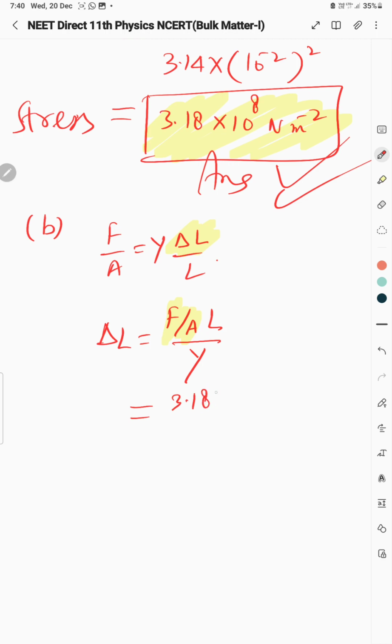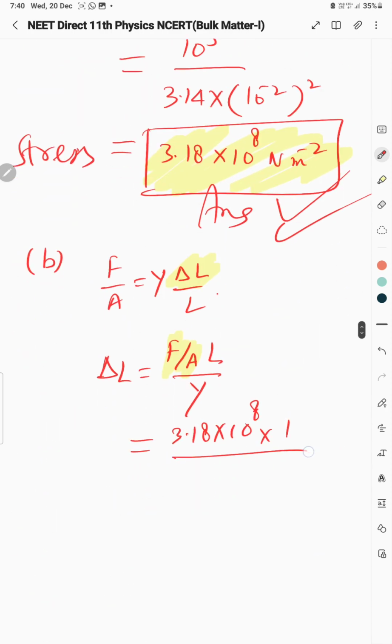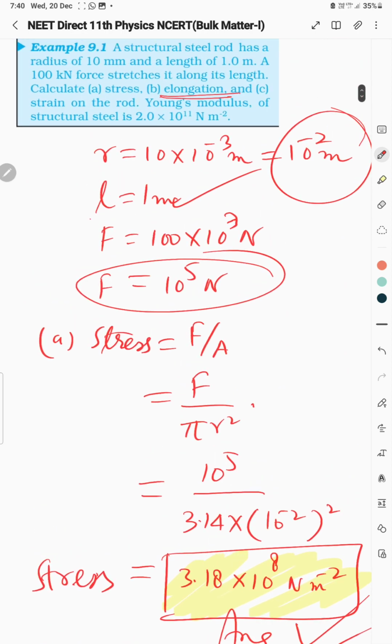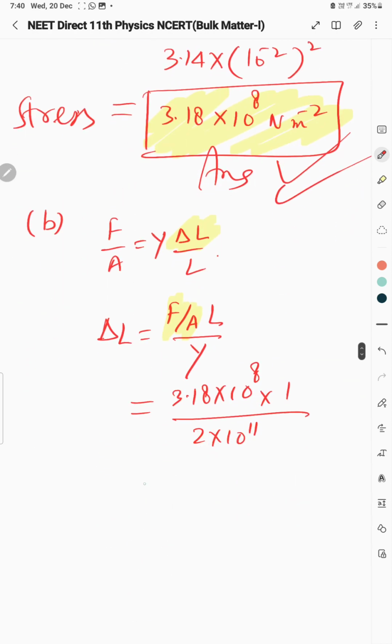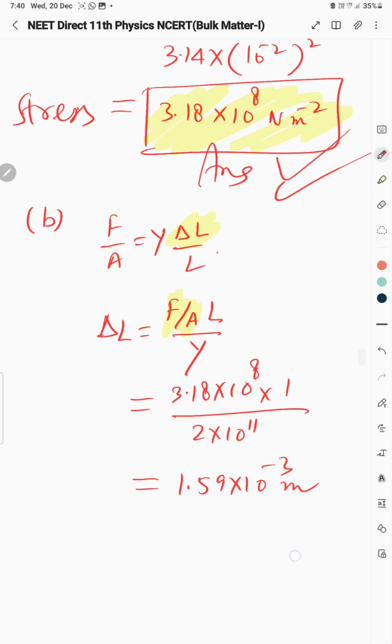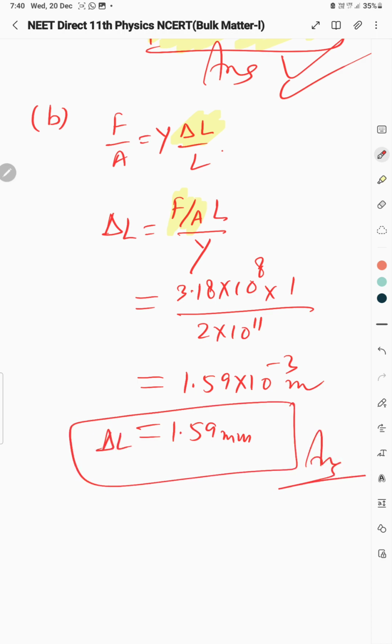So I write 3.18 10 power 8 into the length. Length is 1 meter, so into 1 divided by Young's modulus, and that happens to be 2 10 power 11, right? So I write here 2 into 10 power 11. You simplify it further. It comes to be 1.59 10 power minus 3 meters, or you can say simply it is 1.59 millimeter. So this is the elongation produced in the structural rod.